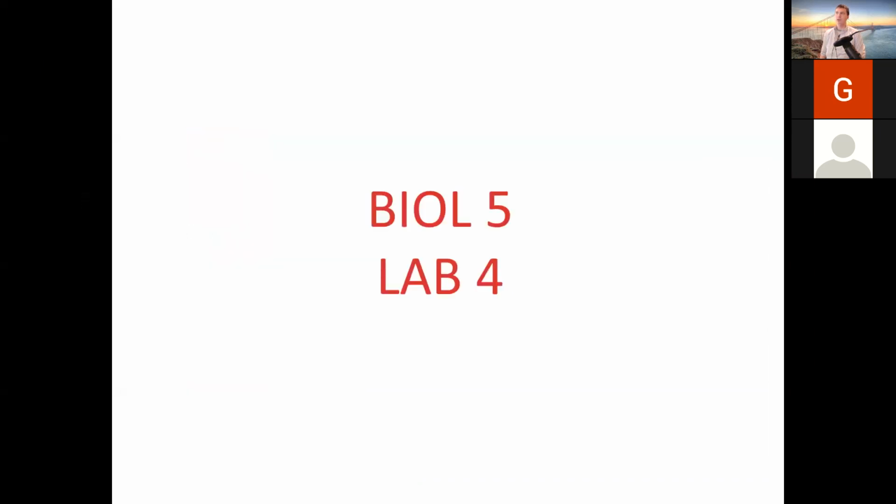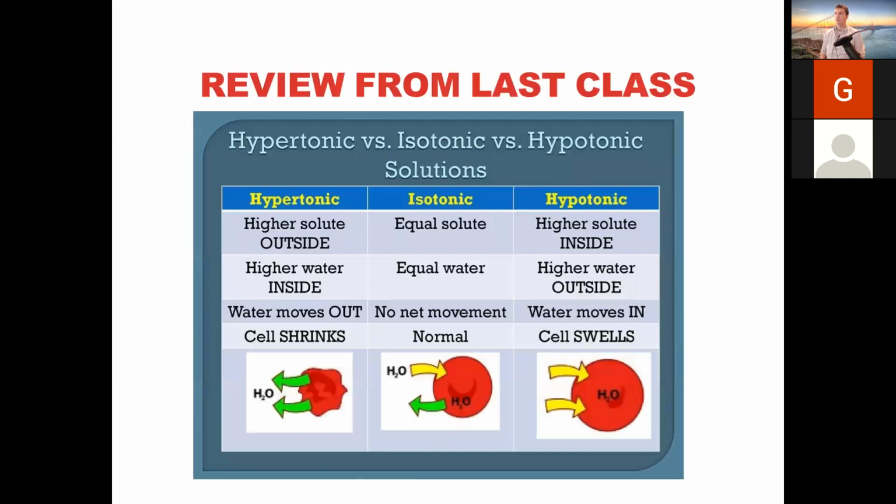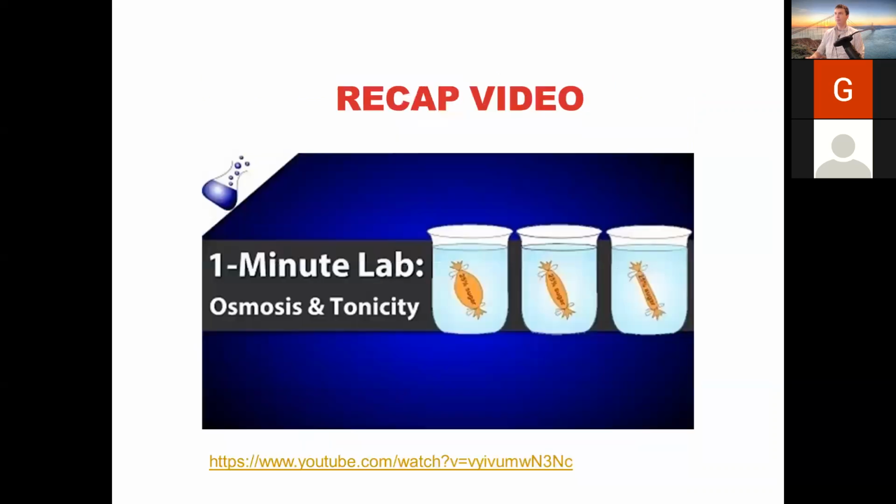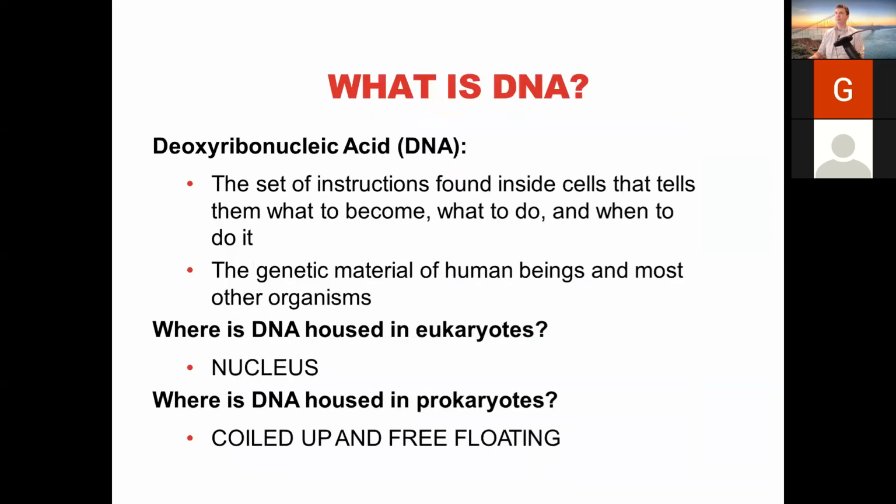So lab 4 then, just to give you a quick review. So remember, tonicity is there's hypertonic, isotonic, and hypotonic. Hypertonic, the water moves out and the cell shrinks. Isotonic, there's no net movement, it's normal. Hypotonic, water moves in and the cell swells. Okay, there's a video for you to watch.